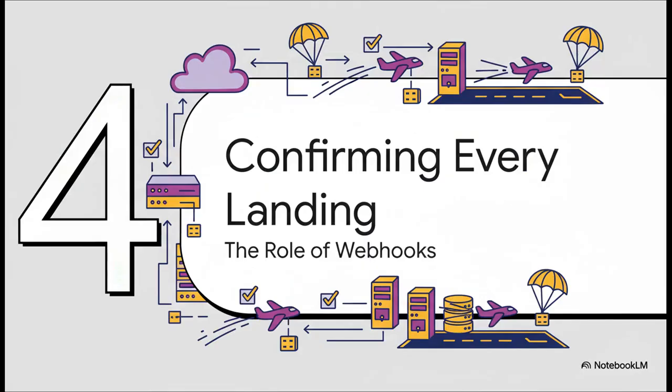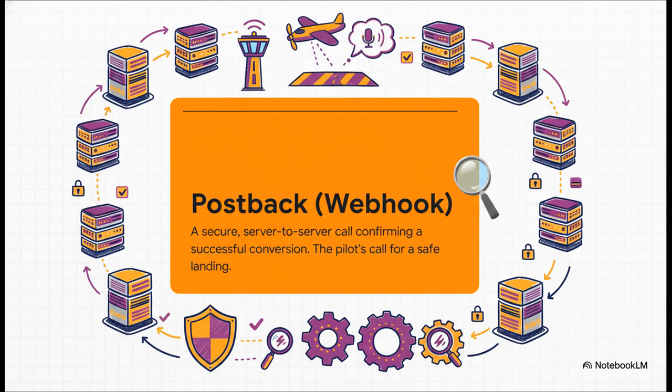Okay, so our airspace is secure. Awesome. Now what about that second core responsibility? Confirming that every piece of data that was supposed to be sent was actually received. We have to verify every single landing. That confirmation comes in the form of something called a postback, which you might also hear called a webhook. Let's go back to our airport. After a successful conversion happens, the advertiser's server sends a quick signal, a little ping, to your server. It's just like the pilot radioing in, "Hey, control tower, we've landed safely at the gate."